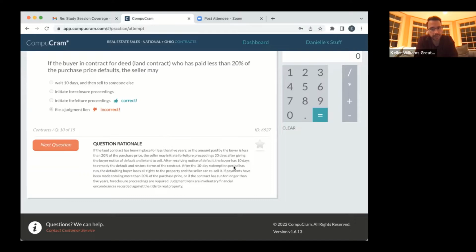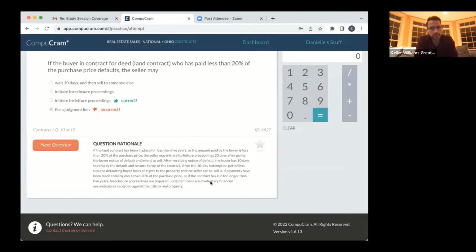After the 10-day redemption period has run, the defaulting buyer loses all rights to the property and the seller can resell it. If the payments have been made totaling more than 20% of the purchase price, or the contract has run for longer than 5 years, foreclosure proceedings are required.